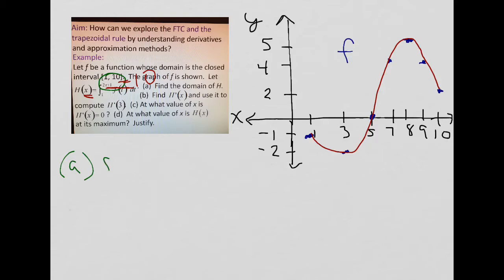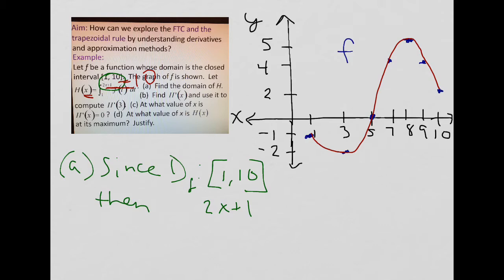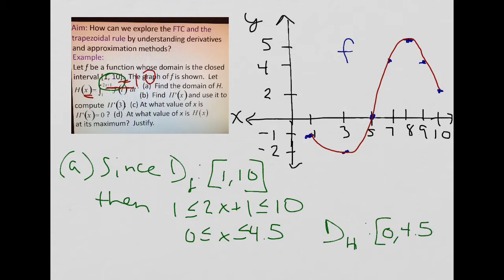So since the domain of f is from 1 to 10 inclusively, then 2x plus 1 should be from 1 to 10, okay? So when we solve this compound inequality, we get this expression. So we can say that the domain of H, it's a capital H, so I'm going to try to be consistent, is from 0 to 4.5 inclusively. So those are the values that we can plug in to our upper limit of integration in order to evaluate what H is. Okay, so those are the only x values we can use based on what we have for our graph. So we're up to the next part.